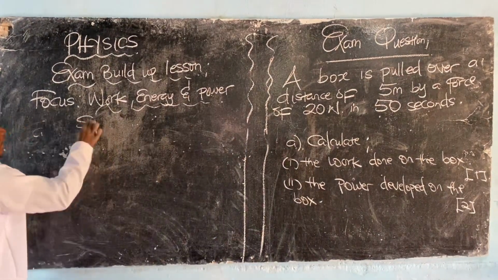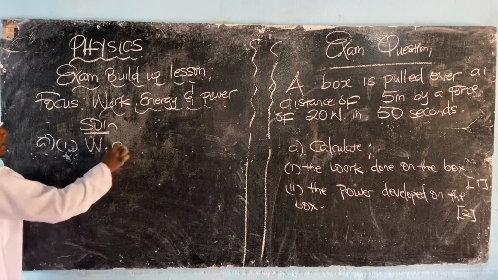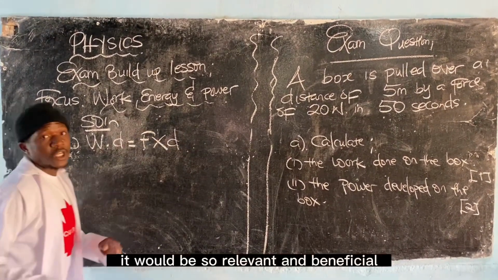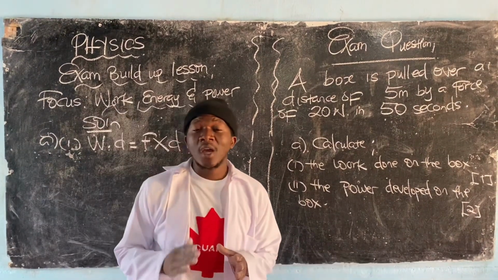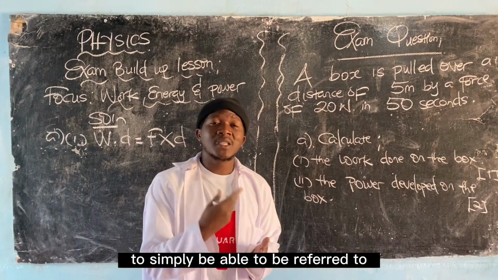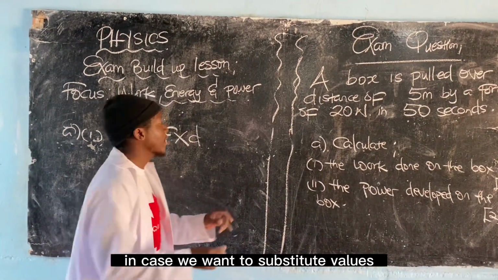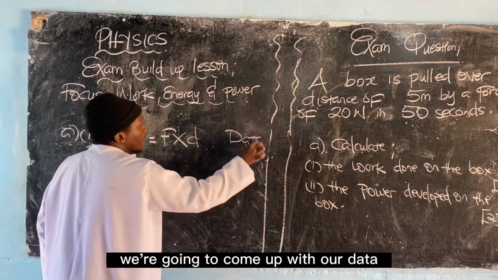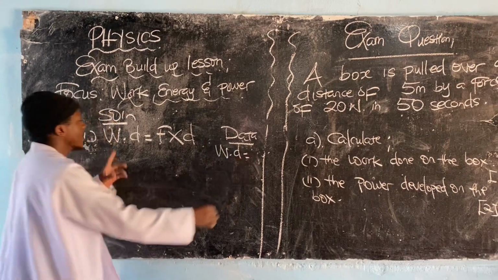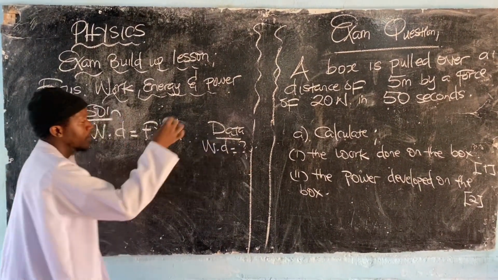So on the solution part, we're going to say on Roman numeral 1, work done equals force multiplied by distance. It would be so relevant and beneficial that besides the formula, on the right we can come up with our data to simply be able to refer to it in case we want to substitute values. So on the right, we're going to come up with our data. Then we're going to say work done. This is the quantity we're calculating, so I'm going to replace it with a question mark.